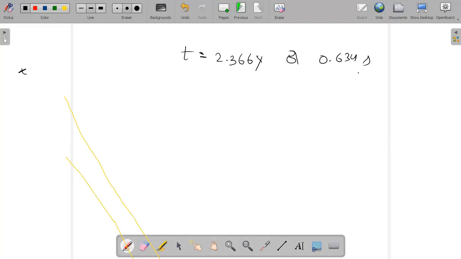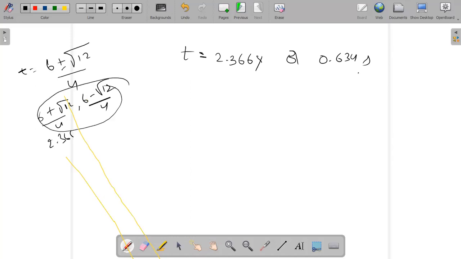So we have got t is equal to 6 plus or minus under root of 12, divided by 4. One time you have to take 6 plus under root of 12 divided by 4, and one time you have to take 6 minus under root of 12 divided by 4. So one time you will get 2.366, and one time you will get 0.634. They have told us to find the value of H. We know H is equal to 4.98 t square. You got the value of t, substitute here.